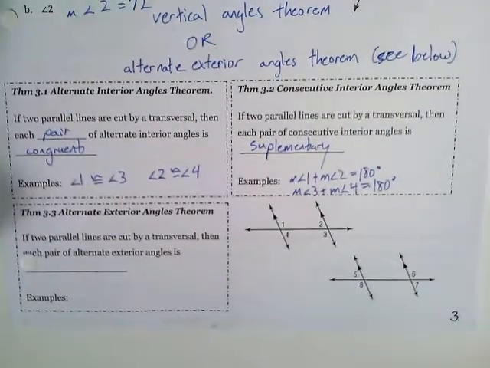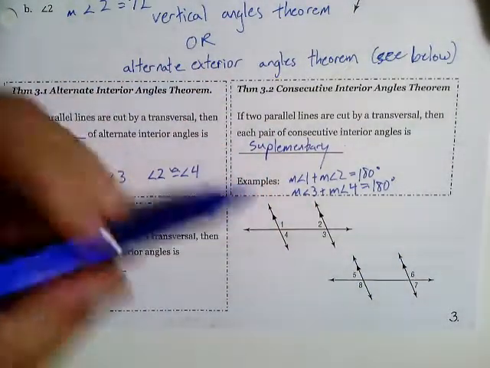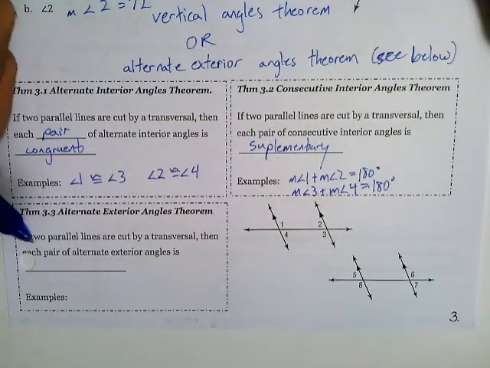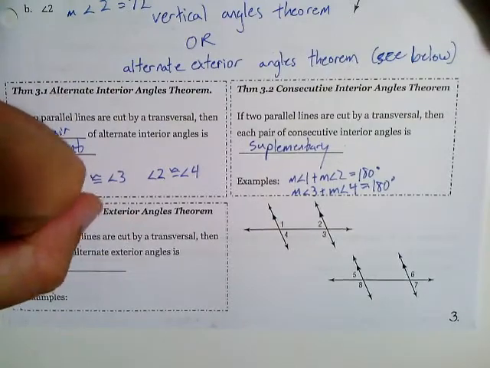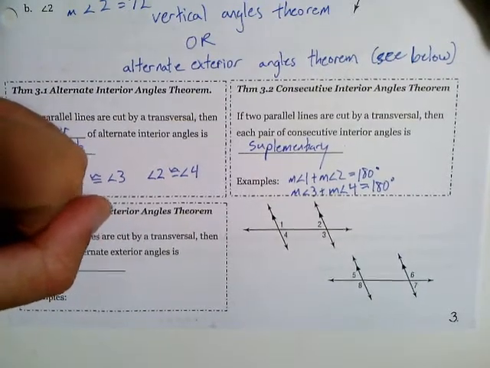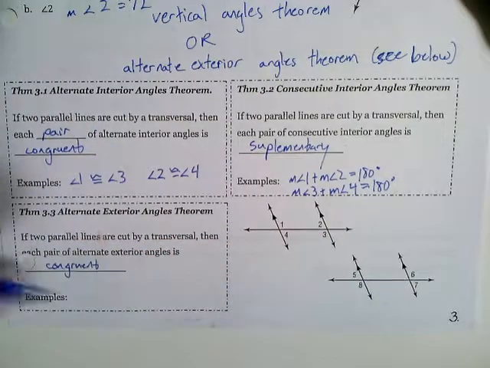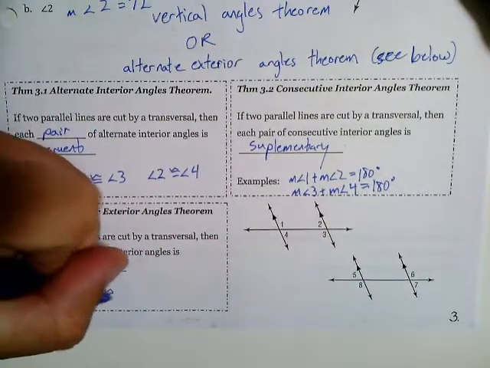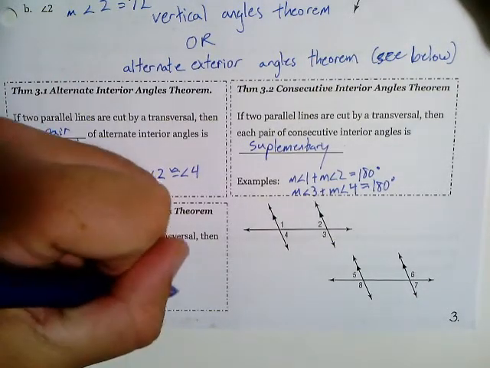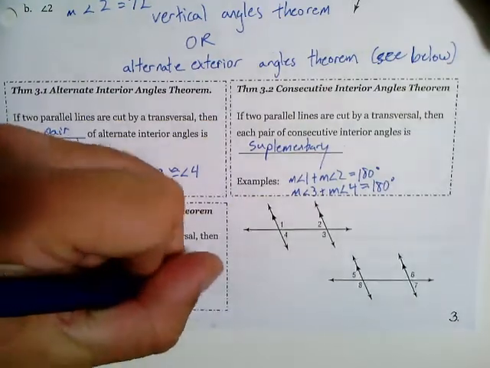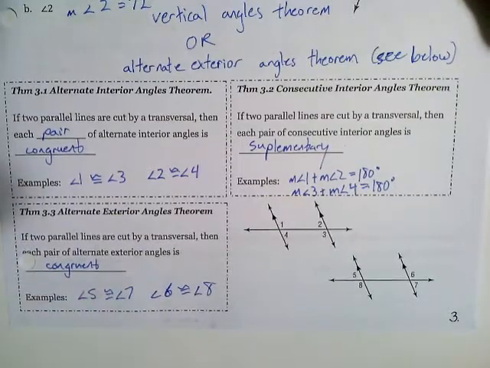All right, and then the last one we're going to add in today, the alternate exterior angles theorem. If we look down at the bottom right, we've got some exterior angles there. If we're dealing with alternate exterior angles, so two parallel lines cut by a transversal, then each pair of alternate exterior angles is congruent. So 5 and 7 are congruent, and 6 and 8. Angle 5 is congruent to angle 7, and angle 6 is congruent to angle 8. And so that's what we could say with the alternate exterior angles theorem.